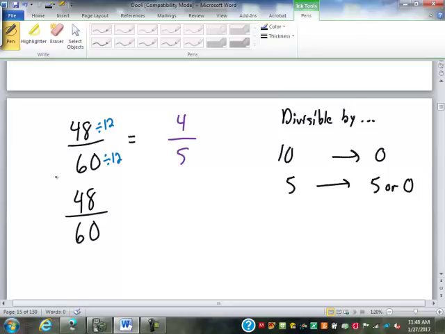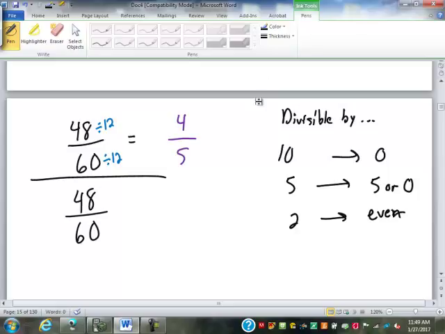So here I look at them. The 60 ends in a 0, so that's divisible by 10, but the 48 doesn't. So when I go to the 5s, I look, 48 still doesn't end in a 5, so I can't divide that one by 5 either. Next, I would look for 2. How do I know if a number is divisible by 2? Yeah, it's even. The last digit is even. Does it end with a 0, 2, 4, 6, or 8?